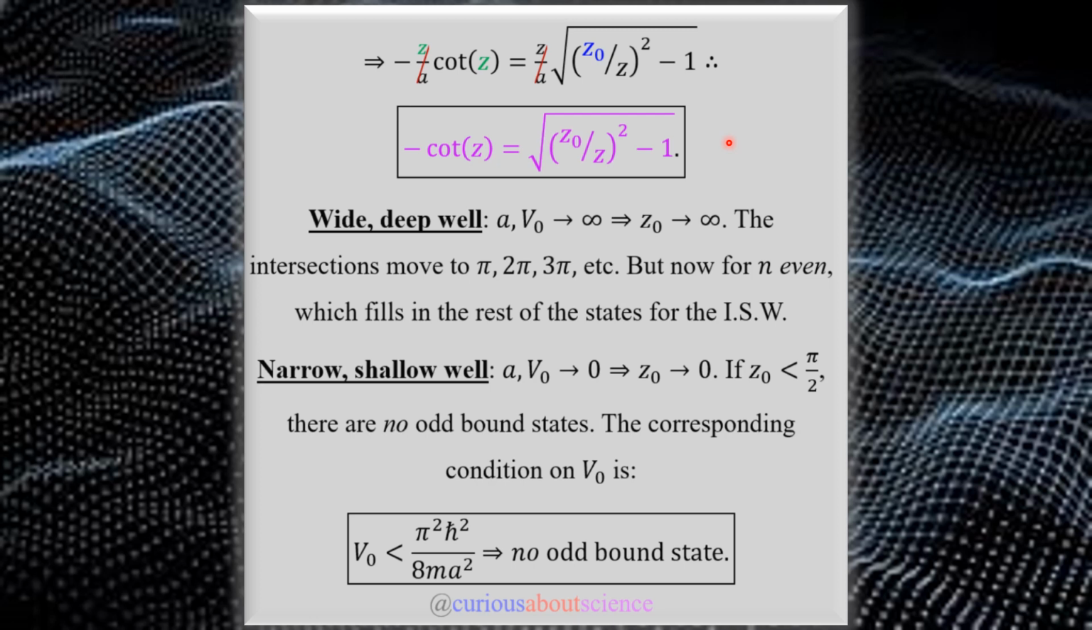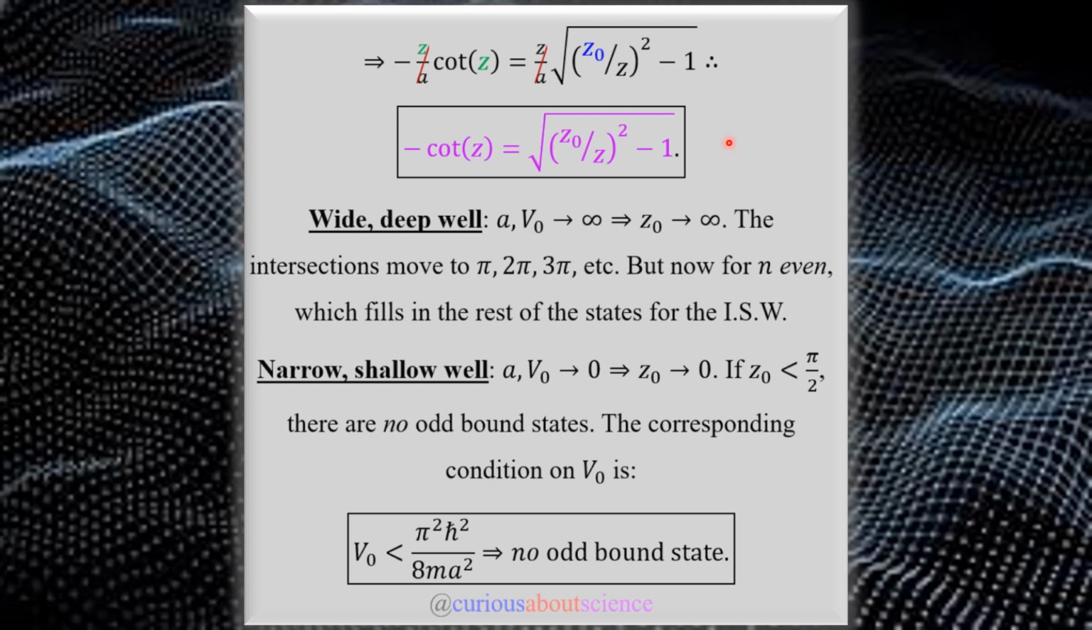That being said, even numerical things have behaviors that we can talk about. And the wide deep well means that A, because if the width goes wide, that means A gets really big.